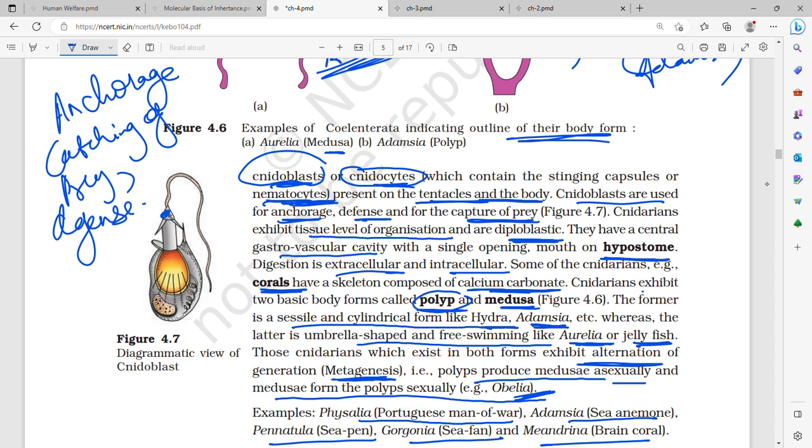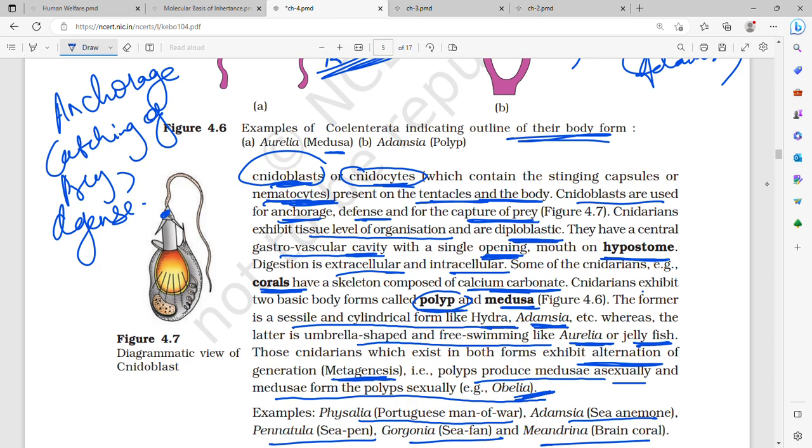Cnidarians exhibit tissue level of organization. So Porifera exhibited cellular level of organization. Cnidaria or Coelenterata exhibit tissue level of organization. They are diploblastic. They have a central gastrovascular cavity, which is an important feature, and they have a single opening, so an incomplete digestive system. Mouth on hypostome. Digestion can be extracellular as well as intracellular.